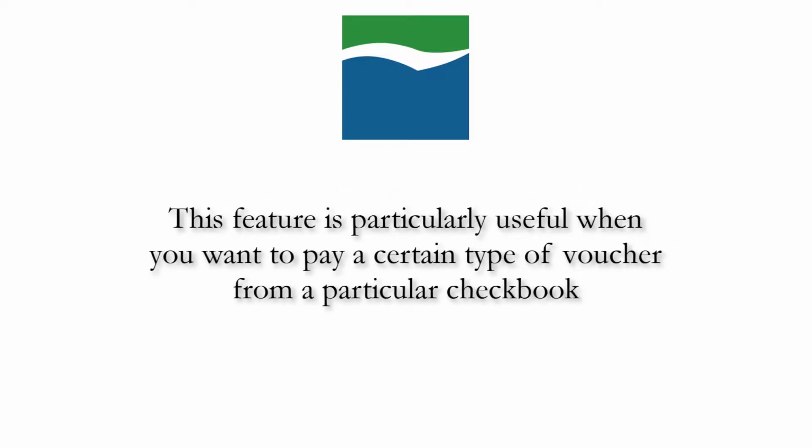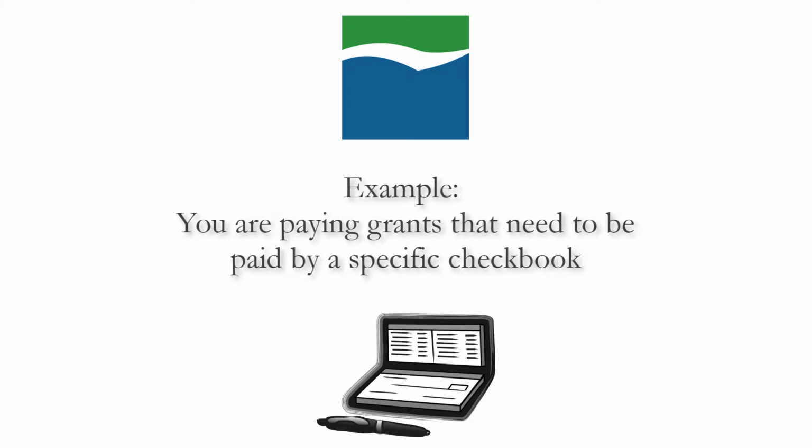Assigning a payment by Voucher Checkbook ID is most useful when you want to pay a certain type of voucher from a particular checkbook. For example, let's say you are paying grants, and the grant vouchers can only be paid by the grant checkbook, and not your operating checkbook. Or let's say that you are managing properties, and each property has its own checkbook to pay the bills.